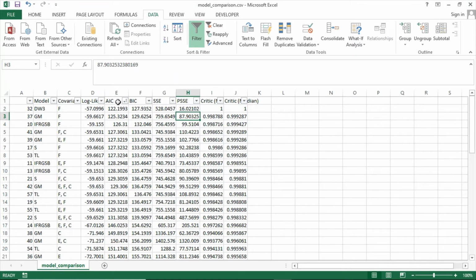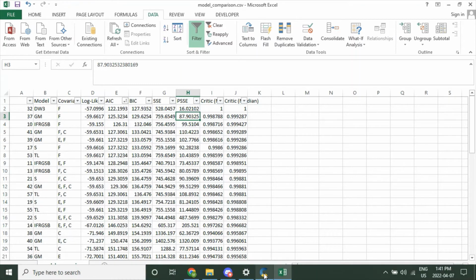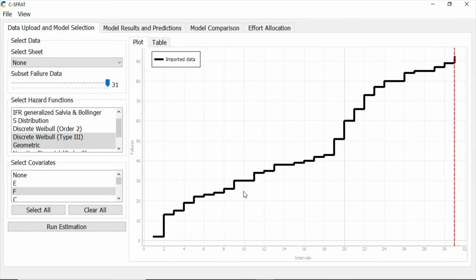When we sorted, we found that the discrete variable type 3 and the geometric models with only the F covariate would perform the best in terms of the failure data provided. Then we also tweaked the settings after we got the models chosen, the subset of failure data as well as the effort per prediction interval for covariate F, to see which subset of ranges gives us the best predictions.